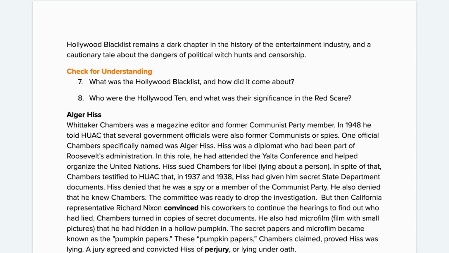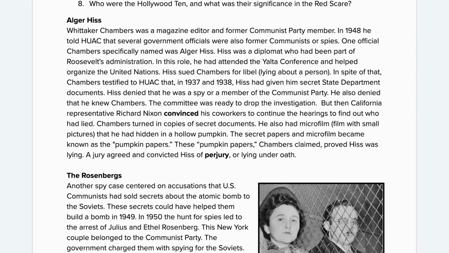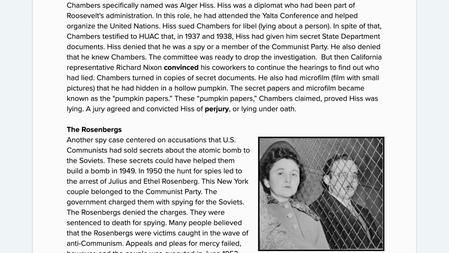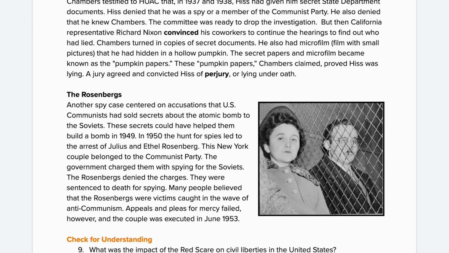Chambers turned in copies of secret documents. He also had microfilm, film with small pictures that he had hidden in a hollow pumpkin. The secret papers and microfilm became known as the Pumpkin Papers. These Pumpkin Papers, Chambers claimed, proved Hiss was lying. A jury agreed and convicted Hiss of perjury, or lying under oath.